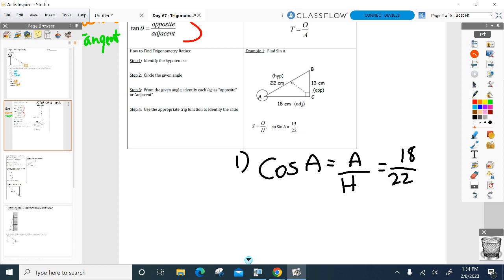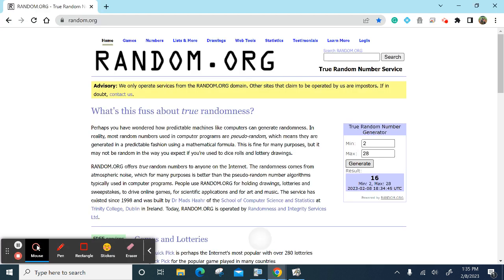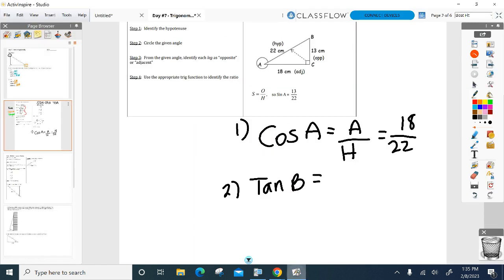One doesn't make you great. Let's keep going. Let's go tangent of B. Tangent ratio coming from angle B. All right, well, first of all, you got to know how to find tangent. What two sides do I need to do tangent? Opposite and adjacent. Opposite over adjacent. TOA, OA.